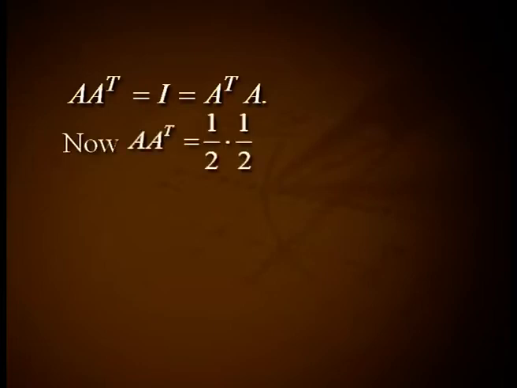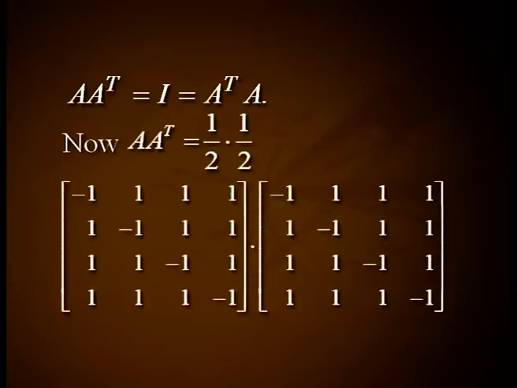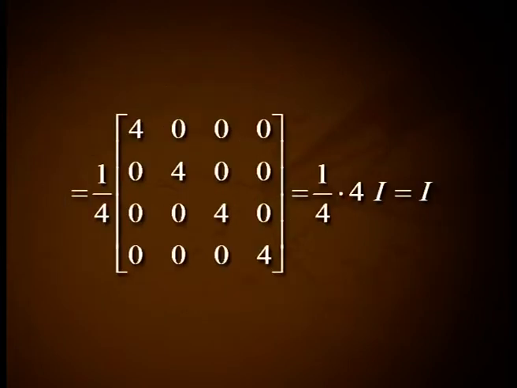Recall that a matrix A is said to be orthogonal if A A transpose equals I, which equals A transpose A. Now, A A transpose is equal to 1/2 times 1/2 times the matrix with rows (-1, 1, 1, 1), (1, -1, 1, 1), (1, 1, -1, 1), (1, 1, 1, -1) times its transpose, which is equal to 1/4 times the matrix 4 0 0 0, 0 4 0 0, 0 0 4 0, 0 0 0 4, which is equal to 1/4 times 4I, which is equal to I.